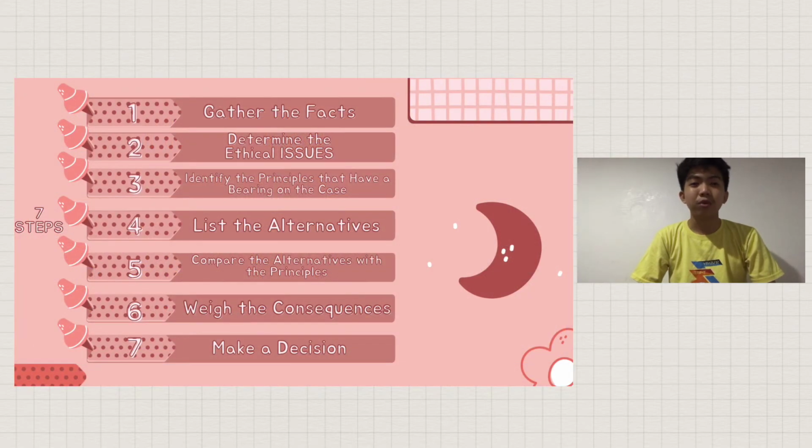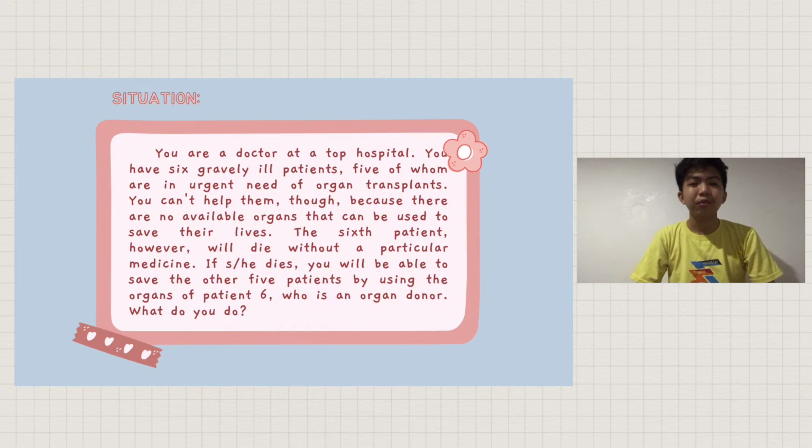Our group was assigned one scenario, and we need to apply the 7 steps of the moral reasoning model. So this is our scenario. You are a doctor at a top hospital. You have 6 gravely ill patients, 5 of whom are in urgent need of an organ transplant. You can help them, though there are no available organs that can be used to save their lives. The 6th patient, however, will die without particular medicines. If he dies, you will be able to save the other 5 patients by using the organs of patient 6, who is an organ donor. What will you do?